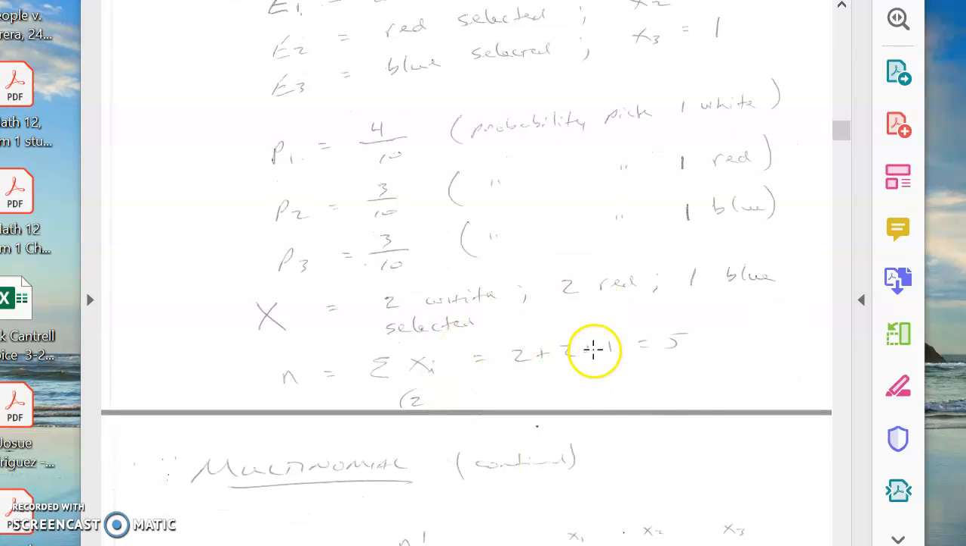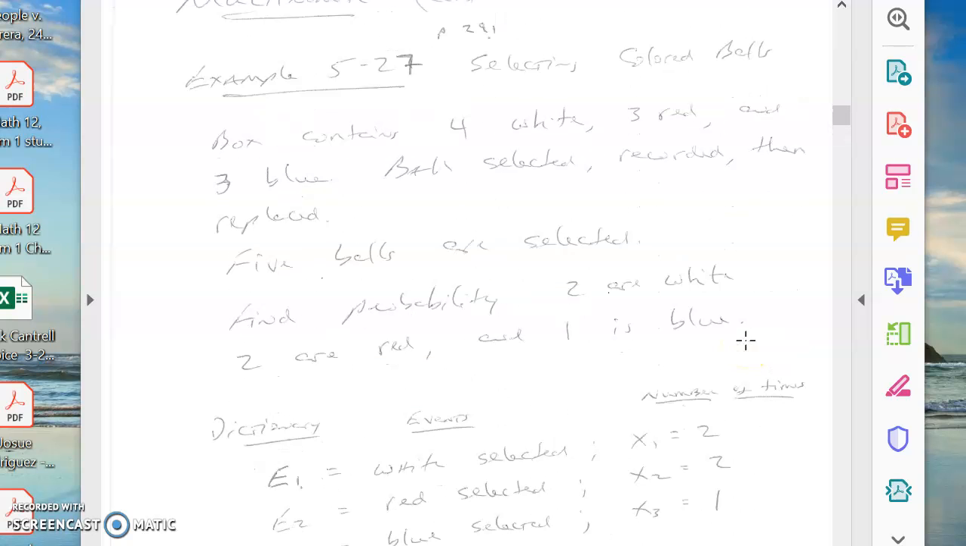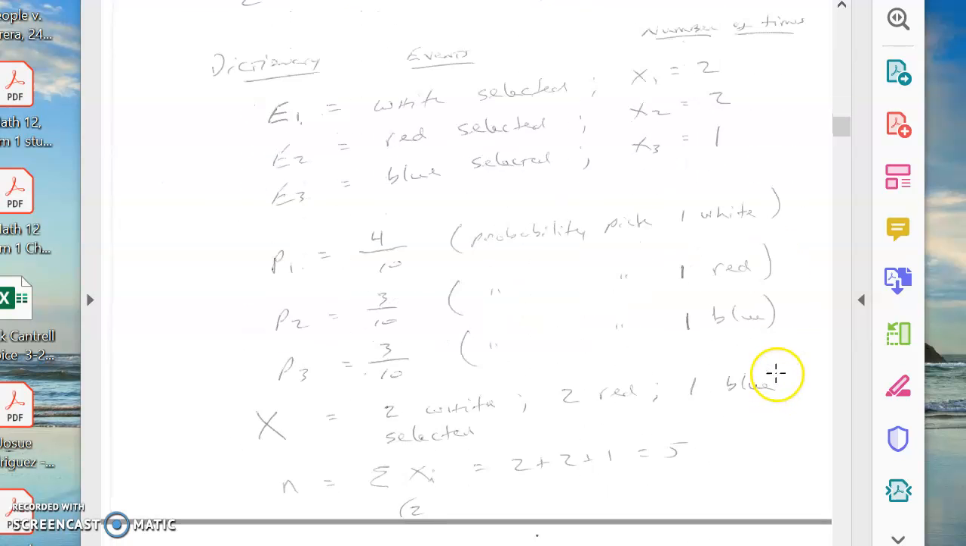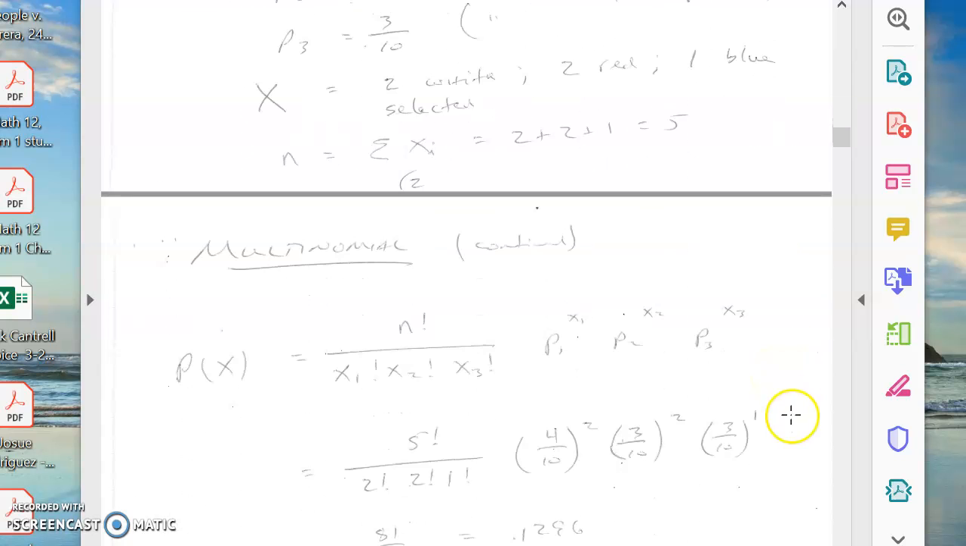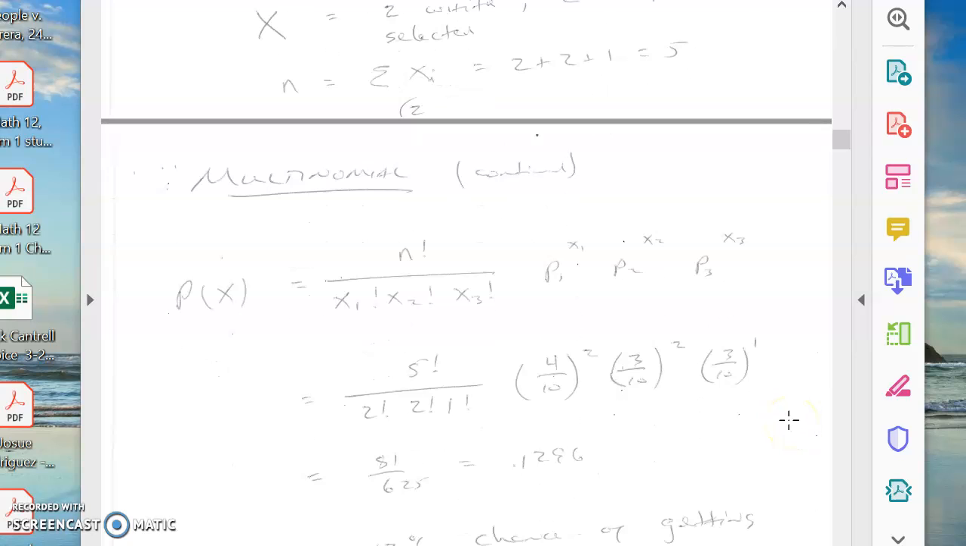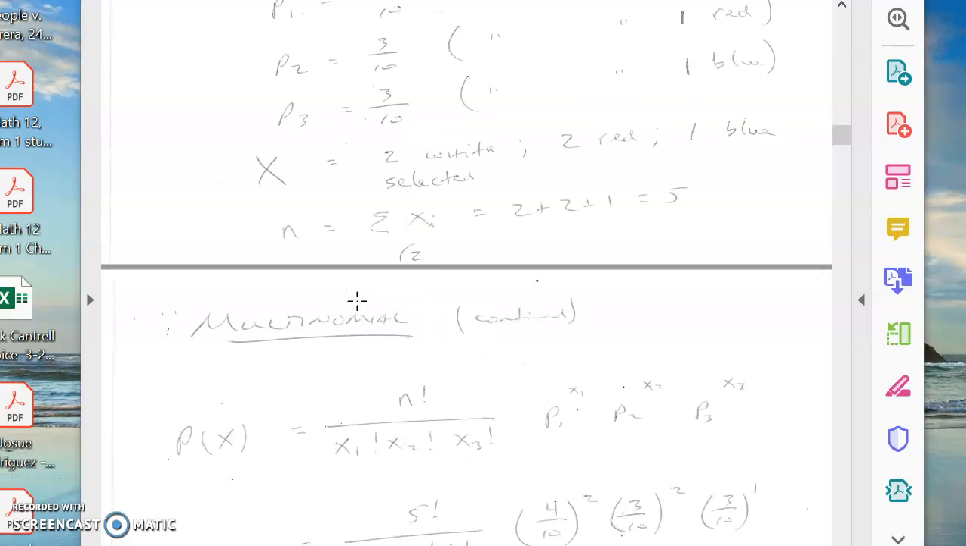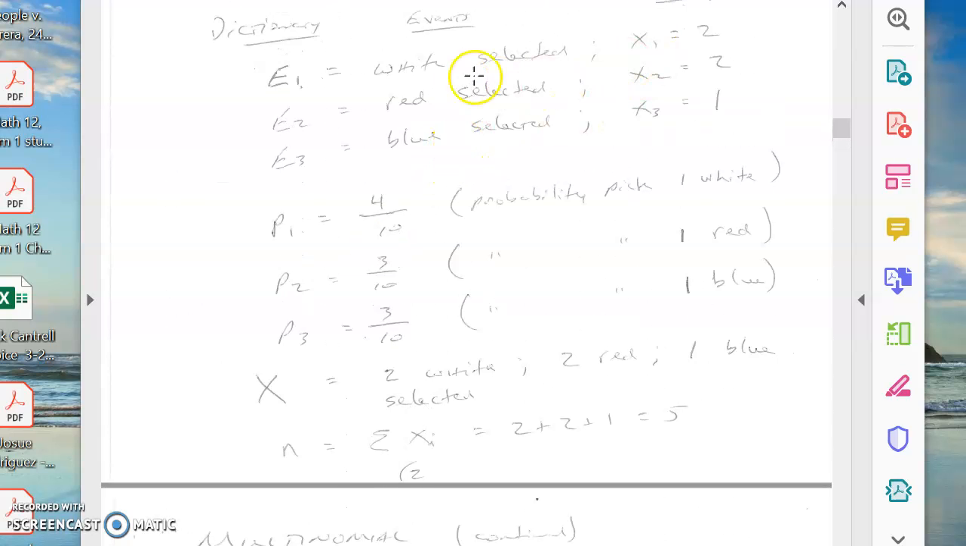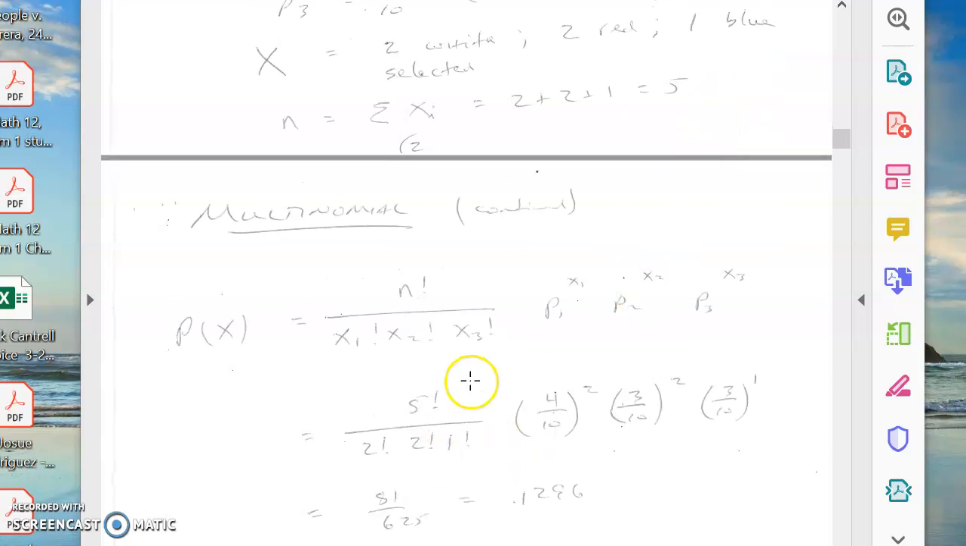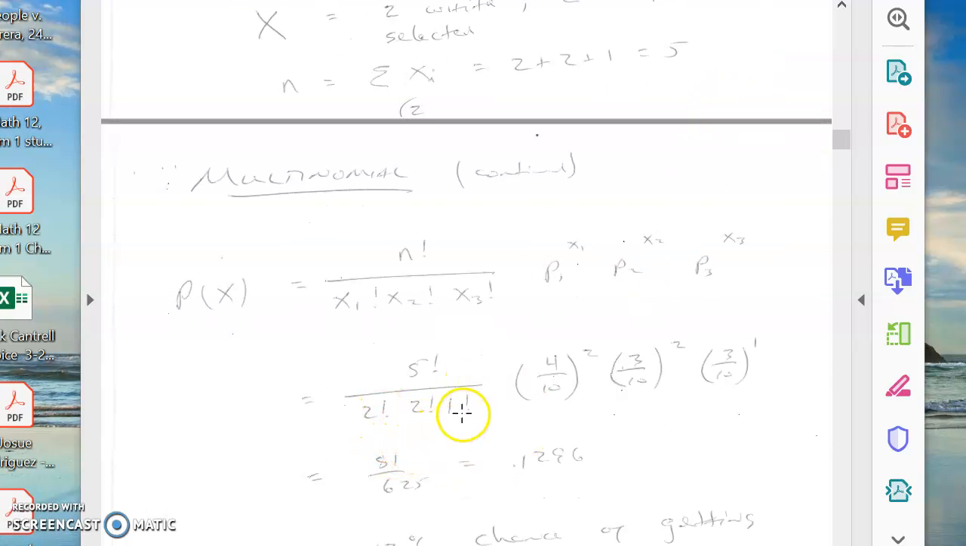Okay, so add those guys up. That gives you the n. That's 5 in this case because we are picking 5 balls. So you add those guys up and that gives you what your n is. Okay. All right, well, here's the formula. It looks like a horrible formula, but honestly, it's not that bad. N factorial, that's just the 5 factorial. X sub 1, that's the number of successes of event number 1, which is right here. So that's 2. E sub 2 is the red selected, so X sub 2, we're asking what's the probability of getting 2 of the reds. So all of that's just being plugged into the formula. So it's 2 factorial times 2 factorial times 1 factorial.